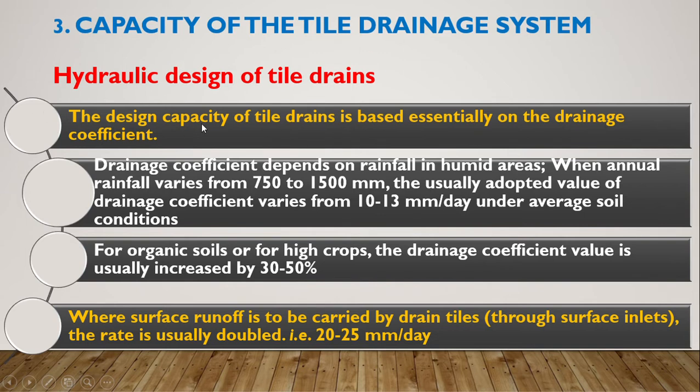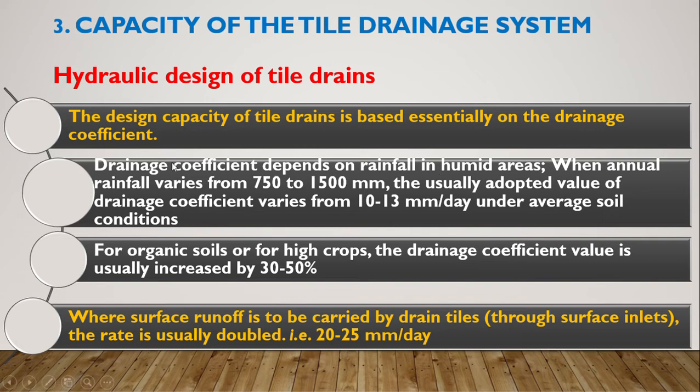So design capacity of the tile drains is based essentially on the drainage coefficient. You all know what is drainage coefficient. It is the total amount of water that a drainage system can extract within 24 hours. Capacity of a drain depends upon its drainage coefficient. Normally in rainfall areas, the drainage coefficient mostly depends upon the rainfall. When there is excess rainfall, excess amount of water will be stored in the soil, so the drainage will be higher. So drainage coefficient also will be higher.